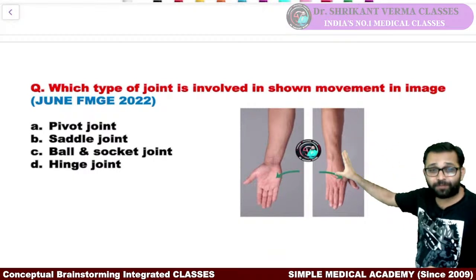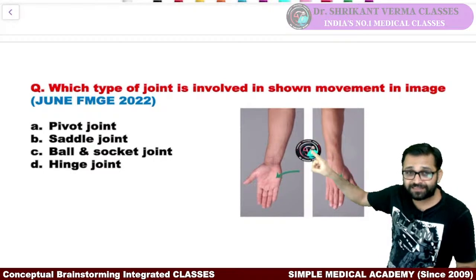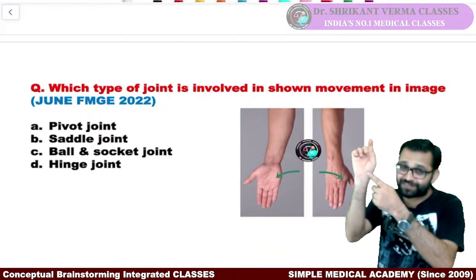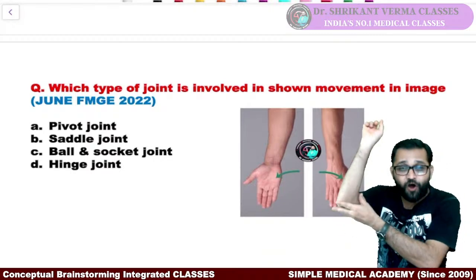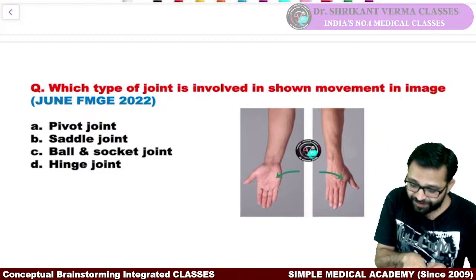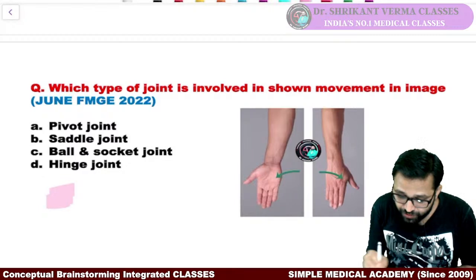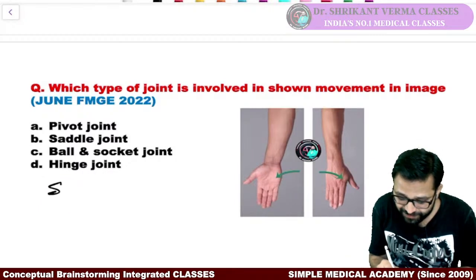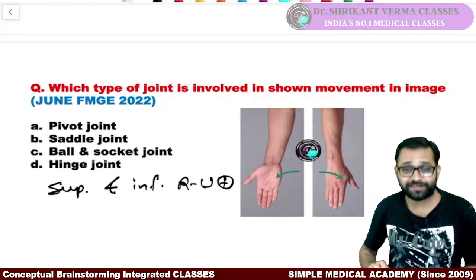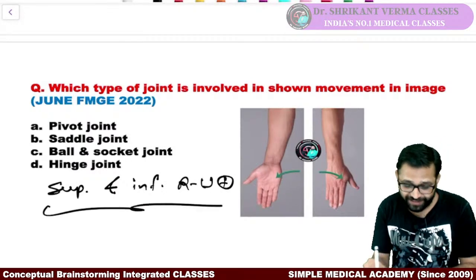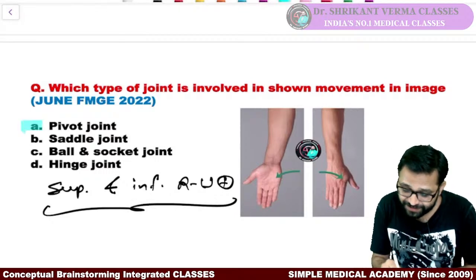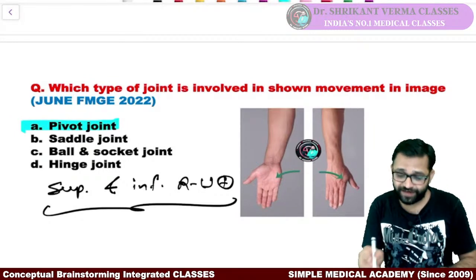So this is a question from the upper limb part, joint related topic. The supination and pronation movement occurs where? Remember, it never occurs at the wrist joint, it never occurs at the elbow joint, but it occurs at the superior and inferior radioulnar joints. This is your answer. And the superior and inferior radioulnar joints are classical examples of pivot joint. Just now we discussed this.